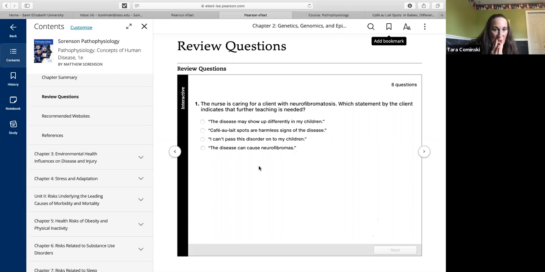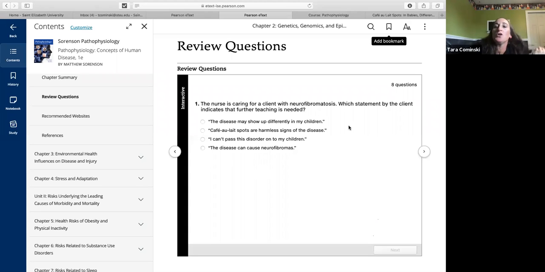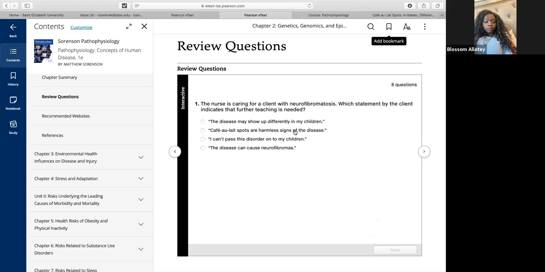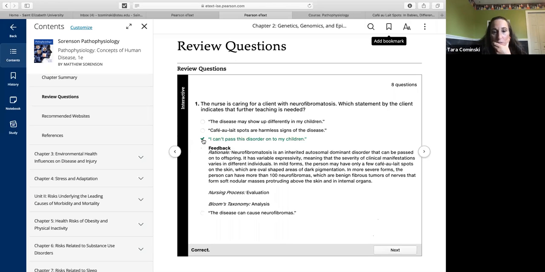The second one. Okay, what else? Do we want to choose the second one? Or the third one too, it seems. Further teaching is needed, so there's only one answer. We need the third one. We all agree, right? I can't pass this disorder on to my children. I just told you, this is an autosomal dominant disease, a genetic disease.